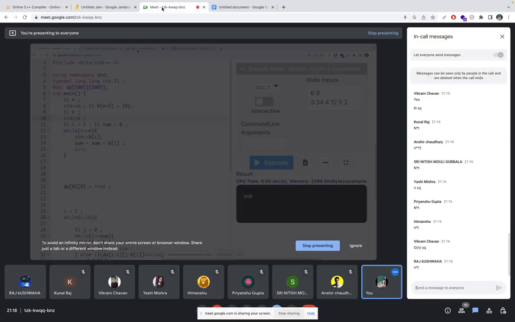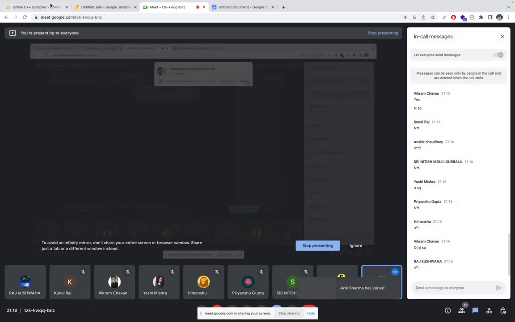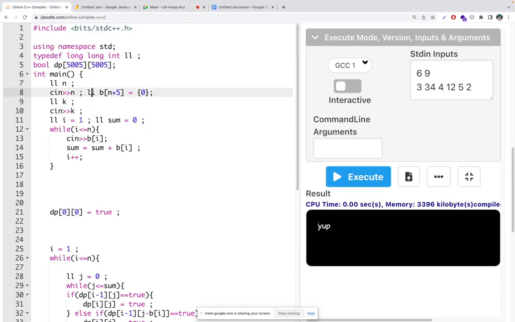People are still joining. So initially I take an empty array B. Then I read the target. Target is nothing but K. N is the size of the array. Then I read each and every element and I try to find the sum. Clear? Now I create a DP array.